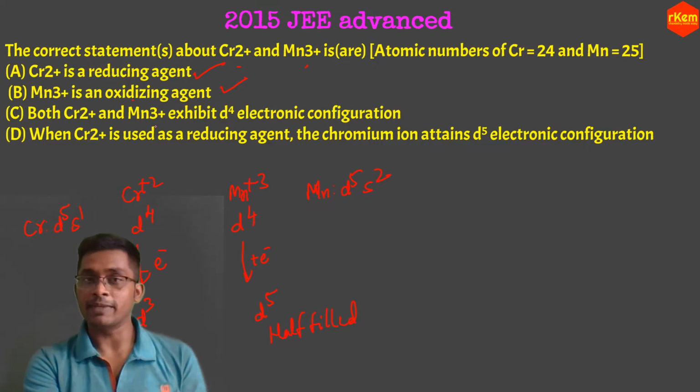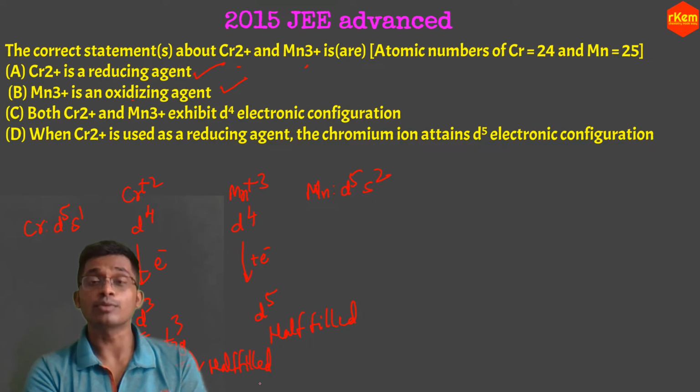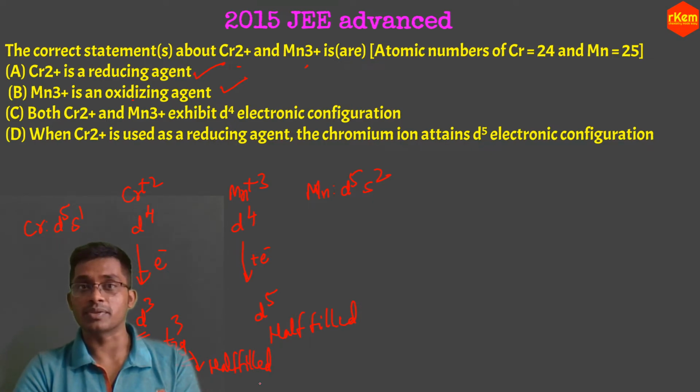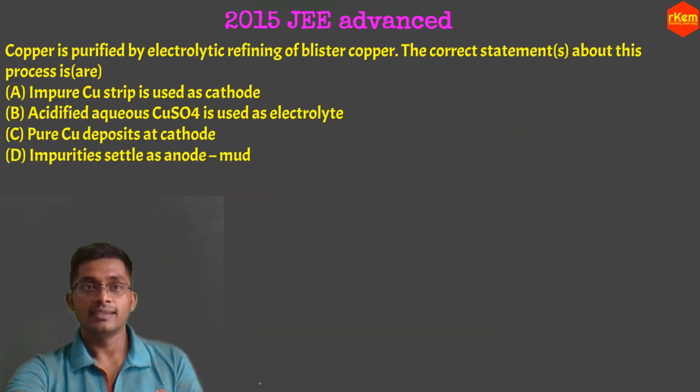It accepts electrons. But Cr plus 2 gives electrons, because d3, you can see in aqueous solution it is t2g3, again half filled. This is also half filled in aqueous solution, right? So what is the answer? A, B, C.